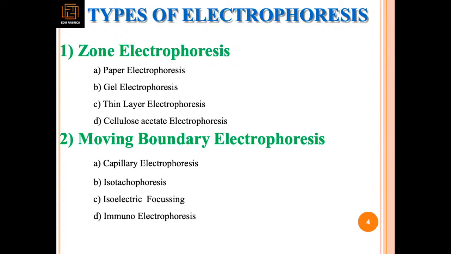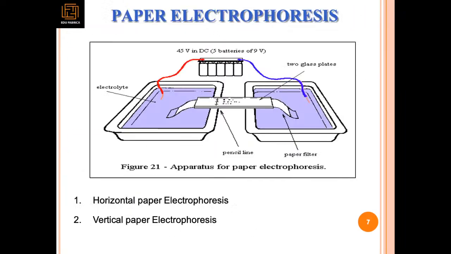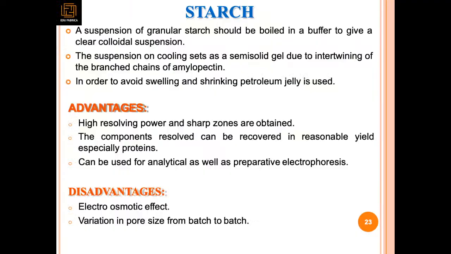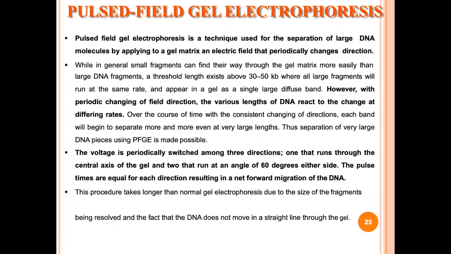Now comes the third part within zone electrophoresis, pulsed field gel electrophoresis. This is basically a technique for the separation of large DNA molecules, which is not possible with agarose gel electrophoresis. Then we use pulsed field gel electrophoresis, applying to the gel matrix an electric field that periodically changes direction.